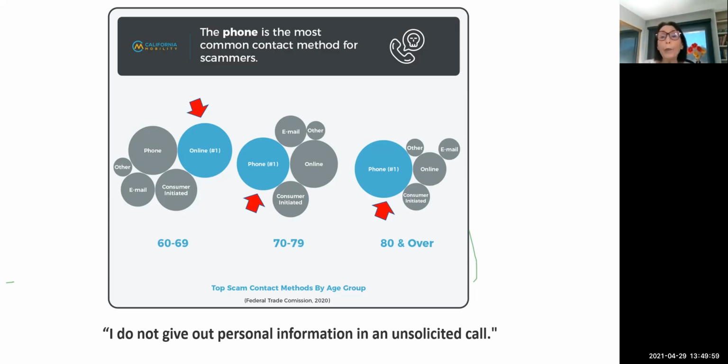And if you do know people, and let's say that they might have a mild form of dementia and they get very flustered when somebody calls them up in an unsolicited call, this might be a really good suggestion for them to have by their telephone as well.